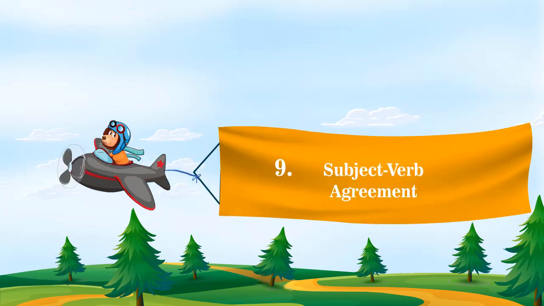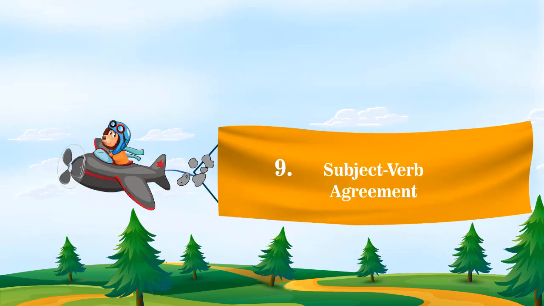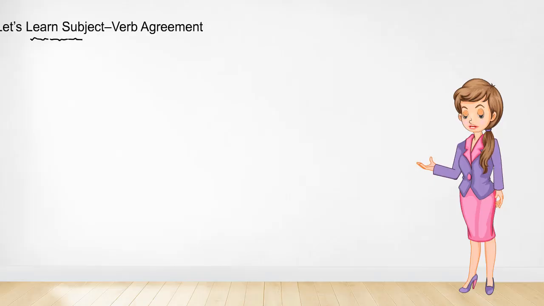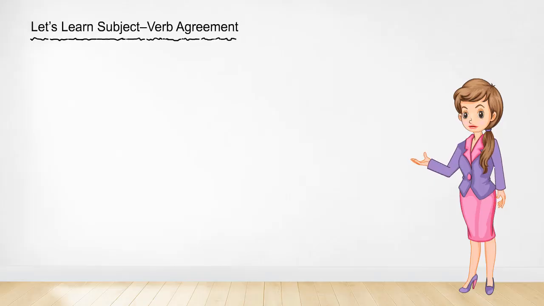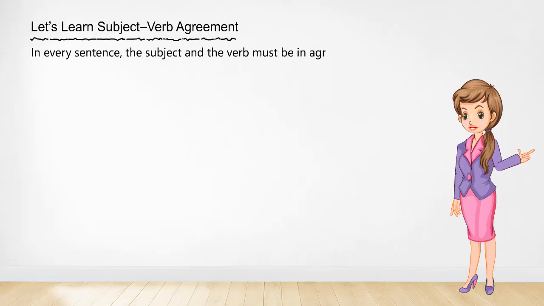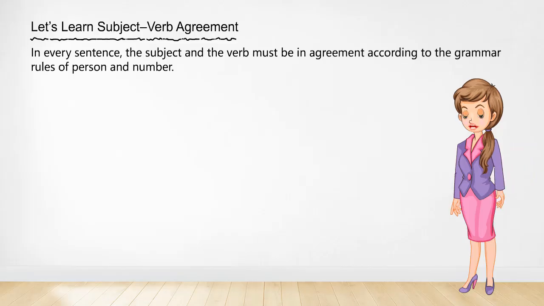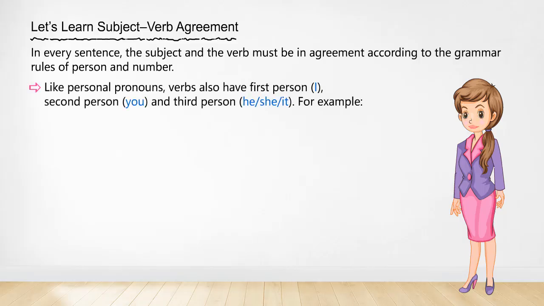Chapter 9. Subject-verb agreement. Let's learn subject-verb agreement. In every sentence, the subject and the verb must be in agreement according to the grammar rules of person and number. Like personal pronouns, verbs also have first person, I, second person, you, and third person, he, she, it.